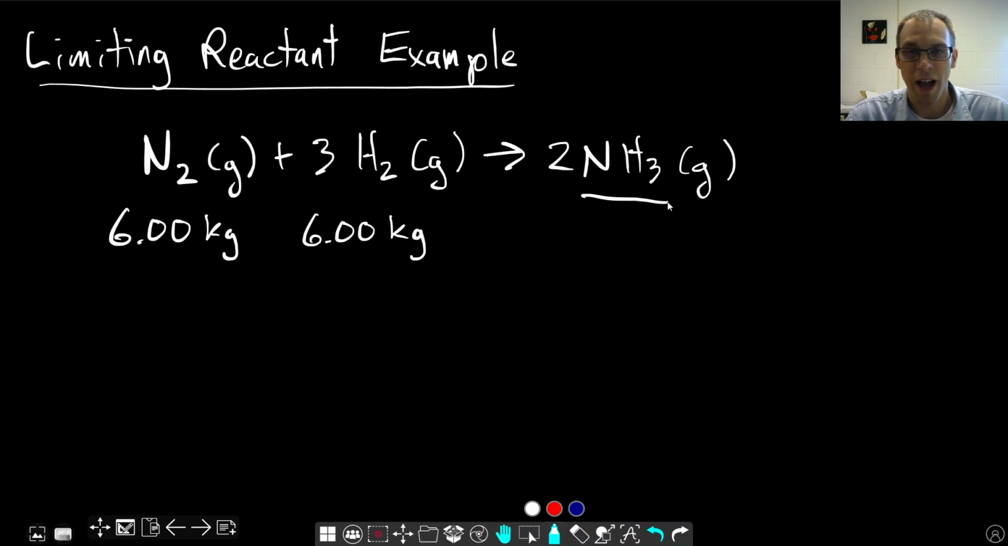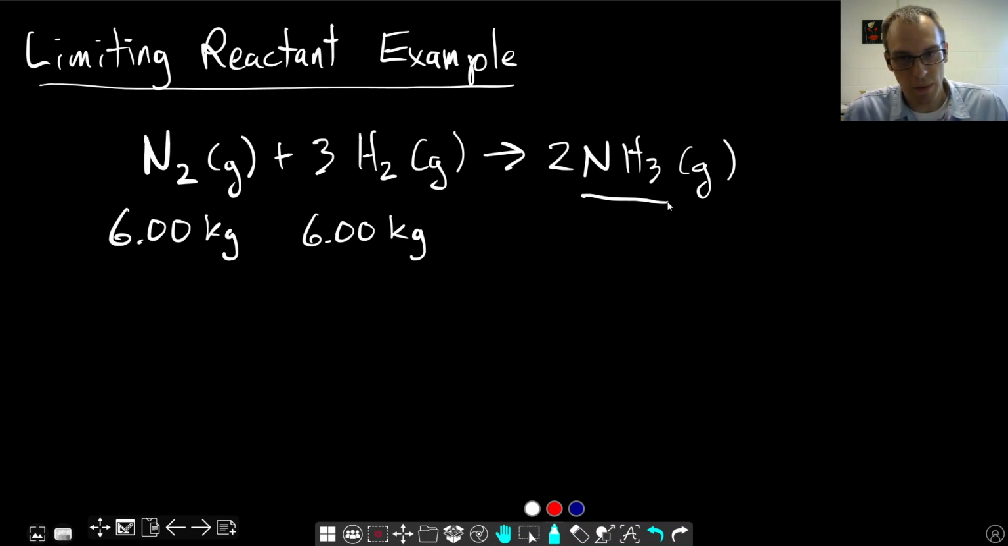But let's say we have a situation where we have 6 kilograms of nitrogen and 6 kilograms of hydrogen in their gaseous forms, and we want to know which of these is going to limit how much ammonia we produce. This is the sort of question you might answer with a limiting reactant question like this. The approach we're going to take is to figure out how much ammonia we can produce from each of these reactants.